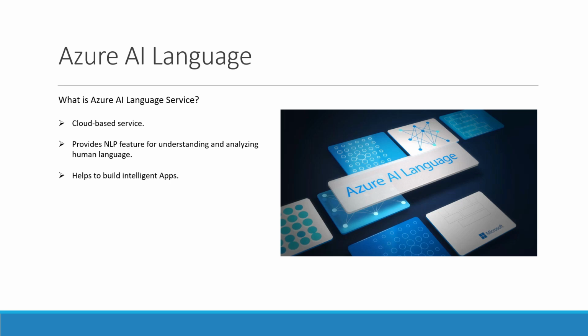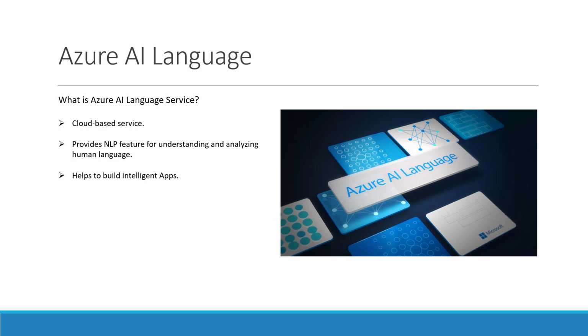So what is AI Language? AI Language is a cloud-based service that provides natural language processing features for understanding and analyzing text. Why are we going to use this service? We will use this service to build intelligent applications. We can use that application web-based using Language Studio, or we can use REST APIs and also client libraries.